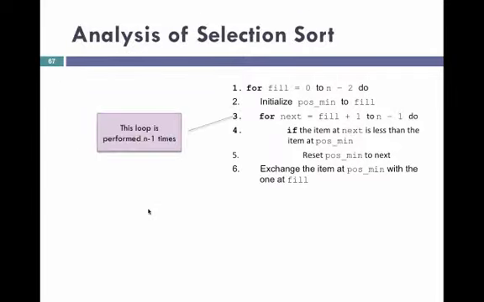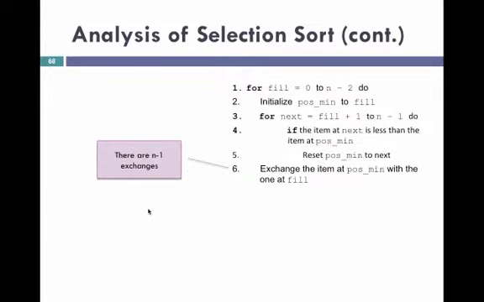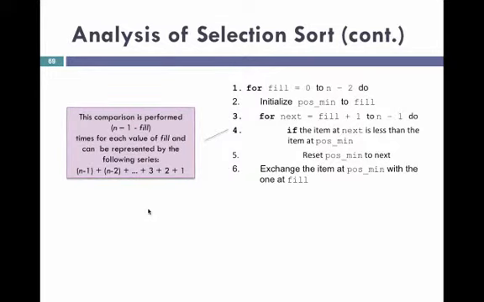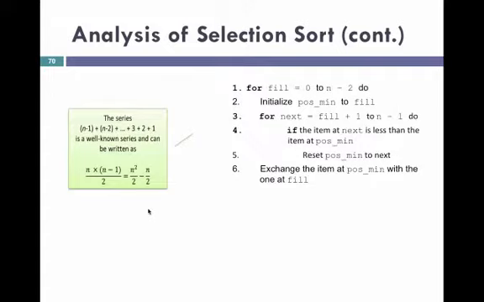To analyze the cost of this algorithm, the outer for loop is performed n minus 1 times, and there are n minus 1 exchanges. The comparison is performed n minus 1 minus fill times for each value of fill. So we can represent it by this series, n minus 1 plus n minus 2, and so forth. It's the well-known series that's n squared over 2 minus n over 2.